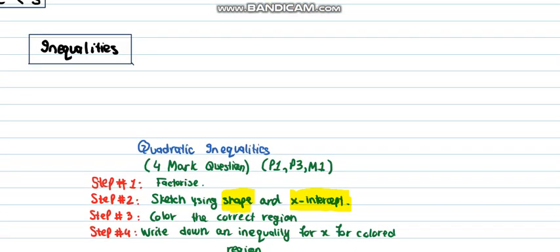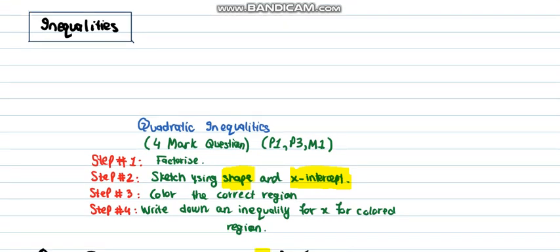Our next heading is inequalities. Quadratic inequalities. There are basically four steps for it. The first step is to factorize the quadratic equation. The second step is to sketch using the shape and the x-intercept. Step number 3 is to color the correct region, and step number 4 is to write down an inequality for x for the colored region.